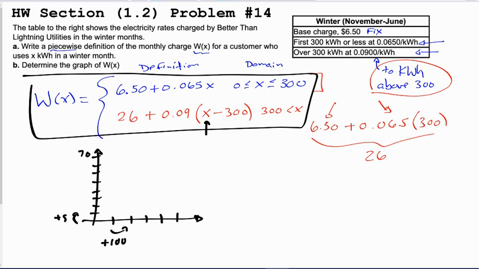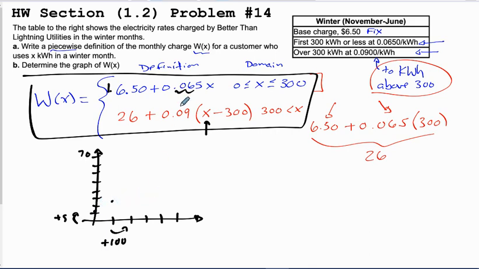So if I plug in 0, I would use definition number 1. Plug in 0 would start at 6.50. Since this is counting by 5, we would be right above 5. It would be at 6.50. And if we did 100, we'd still be using the first definition. 100 would move the decimal point 2 places, and that would be 6.50 plus 6.50, which would be $13. So we would be somewhere around here.